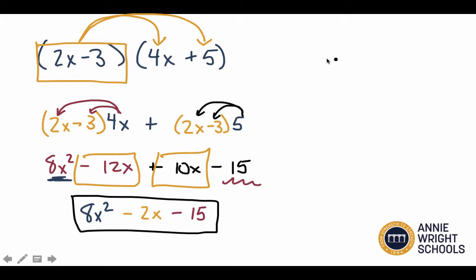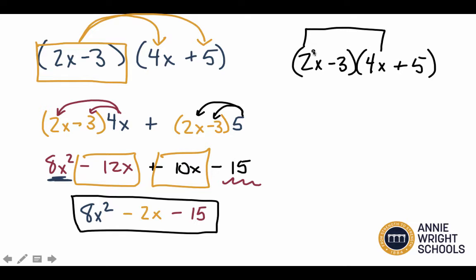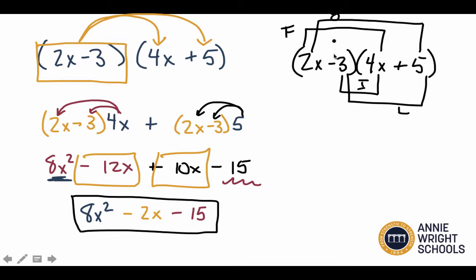Now, another way that many books do this problem is they take 2x minus 3 and 4x plus 5, and they say the way you multiply is you take the first products and multiply them together. You take the outside numbers and multiply them together. You take the inside numbers and multiply them together. And you take the last numbers and you multiply them together. And if I write out the first letter of those products, first, outside, inside, last, you see this word FOIL.